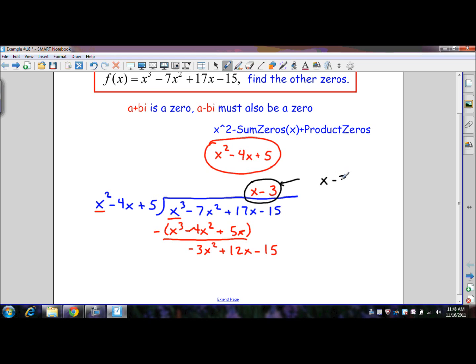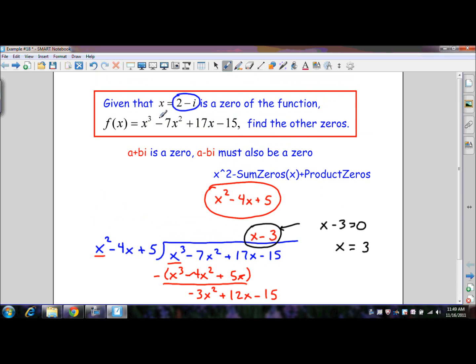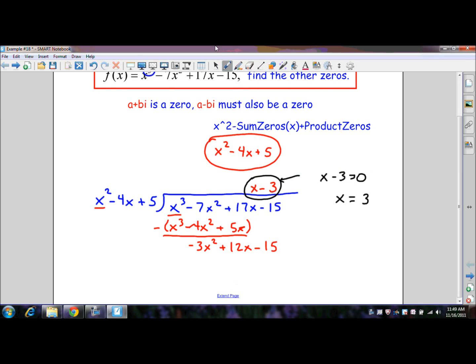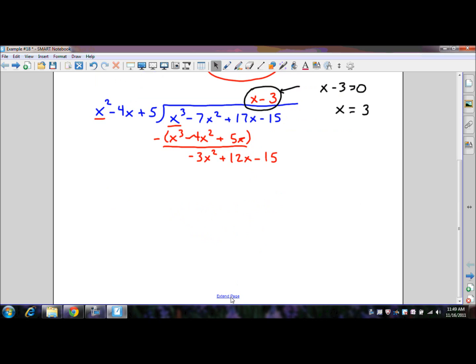That factor's done. However, if you're not sure if you've done your long division right, you want to keep going to see if the remainder is 0, because it should be. And if it's not, that means you've done something wrong. So the factor that I needed to find in this case was x minus 3. What I have to do with that factor now is set it equal to 0. So I get x minus 3 equals 0. So the third and final 0 that I was looking for is x equals 3.